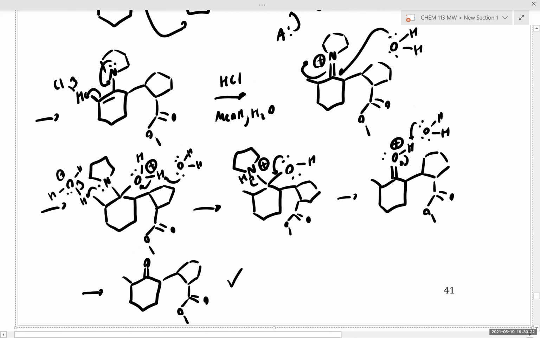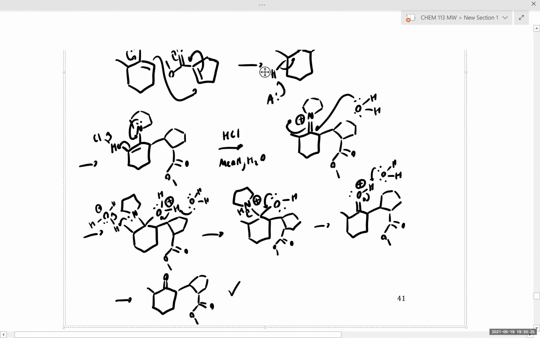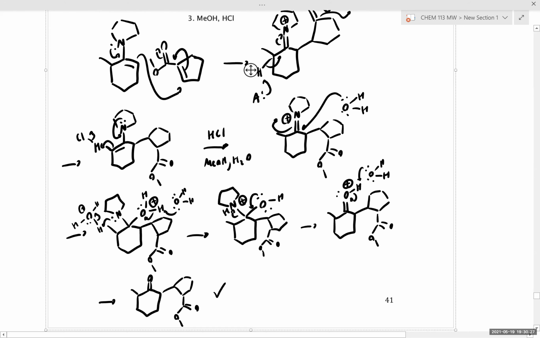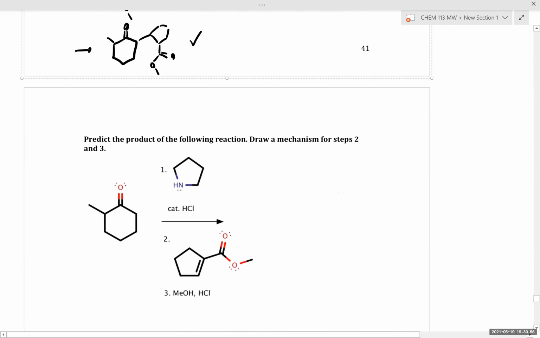Does this general mechanism for the Stork enamine reaction make sense? Any questions on this mechanism? Okay, so let's keep going then.